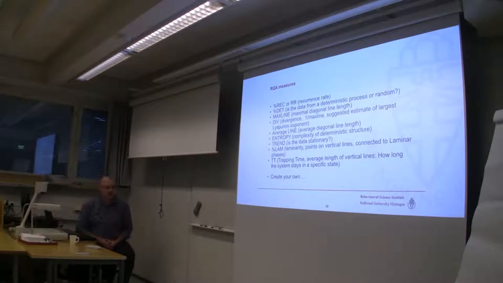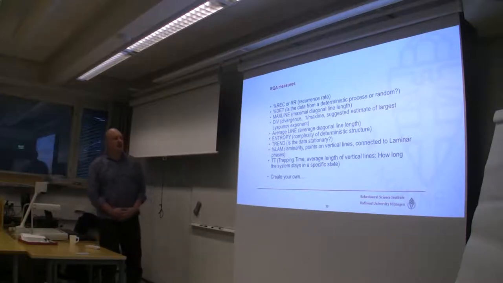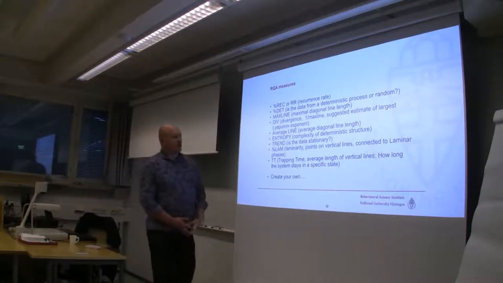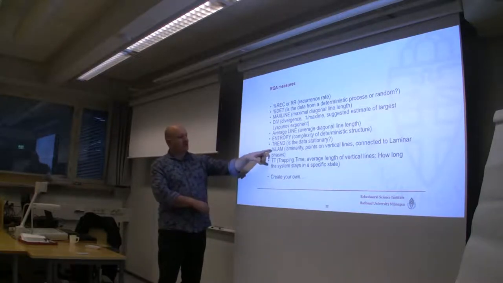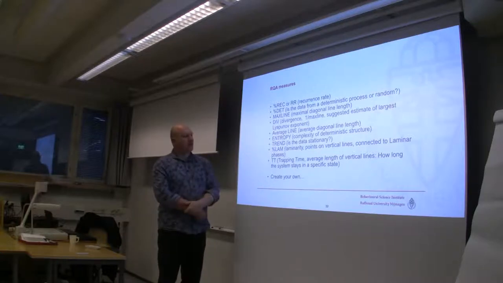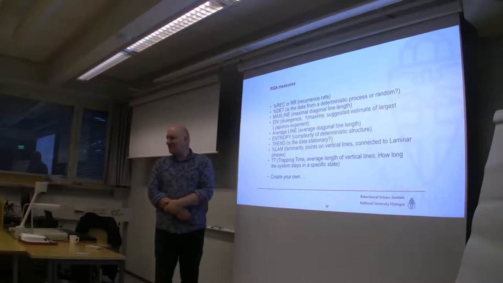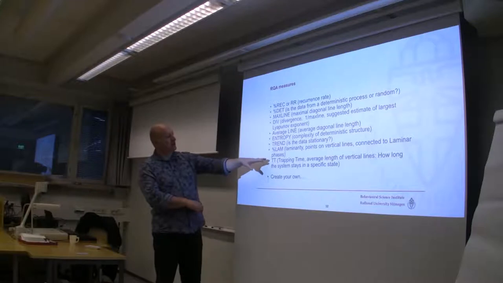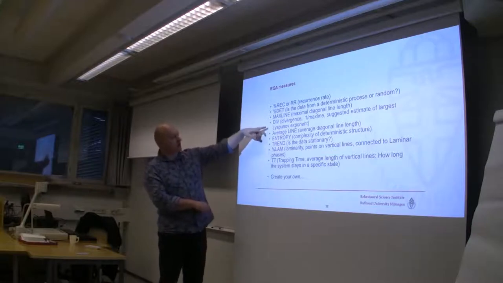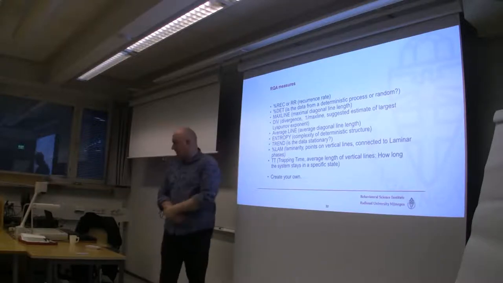So there's a lot of these measures for recurrence, and you can create your own. So the average line length for vertical lines is called trapping time. Right. So how long does the system get trapped in a particular state once that state has occurred only once? But it's actually just the mean of the vertical lines, just like the mean line of the diagonal.